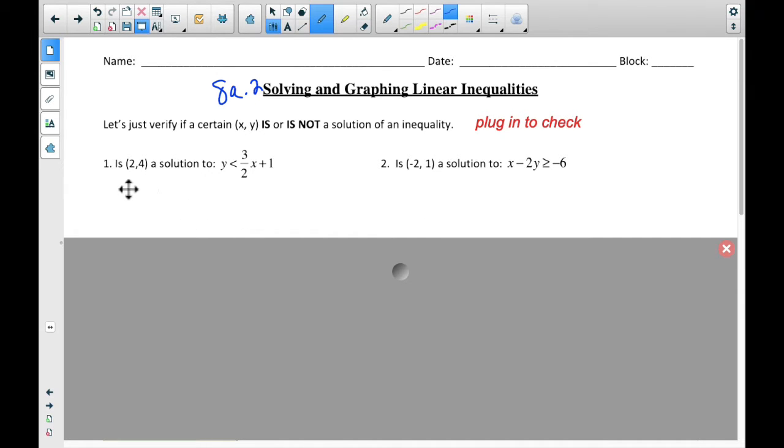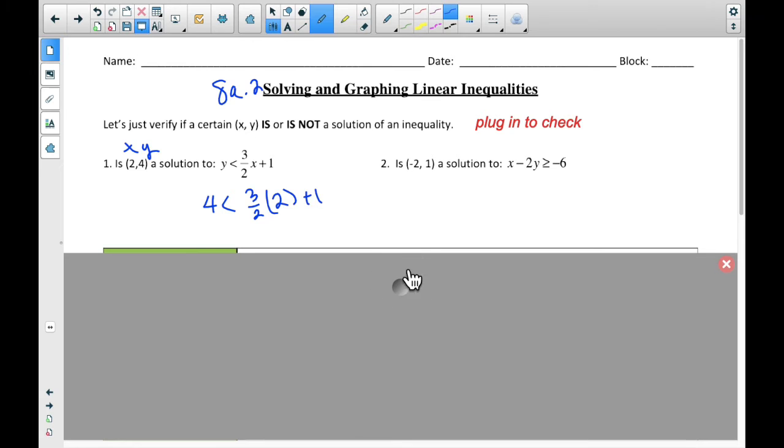So here's a question. Is the point (2, 4) an answer or a solution to this problem? Remember that this is my x and this is my y. So how are we going to know? Well, the way we know is we're going to plug it in. So if I plug in a 4 over here, and I'm keeping my less than sign, and I plug in a 2 for x, now I want to work this out, and I might need a calculator to help me. With my calculator, I multiply 3/2 times 2, and that gives me 3, and then plus 1. So what I have is 4 is less than 3 plus 1, well that's 4.